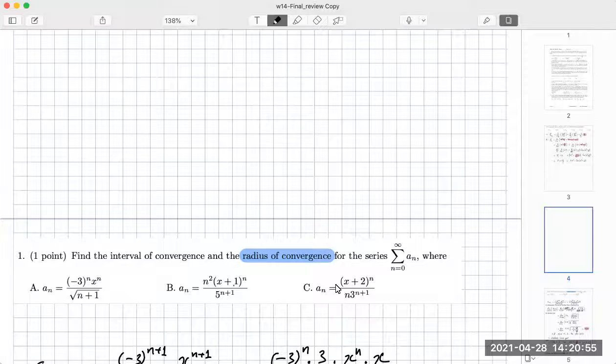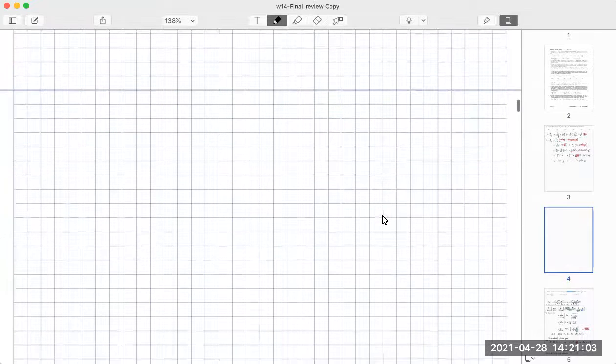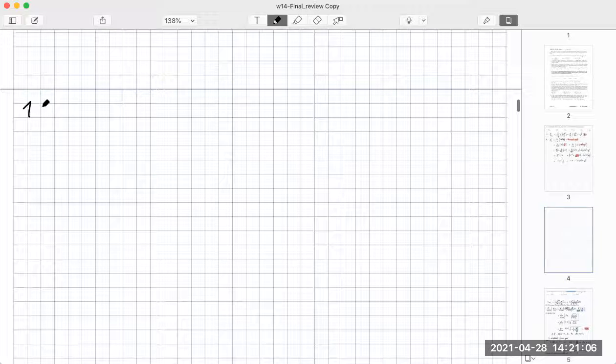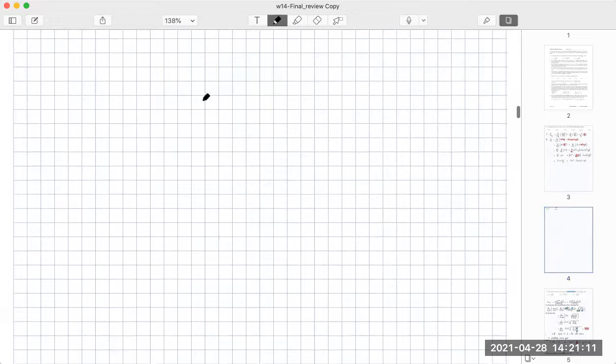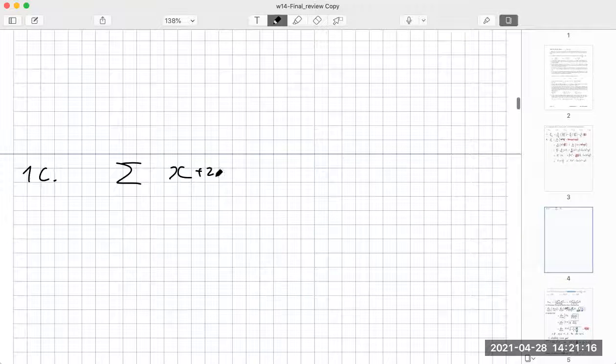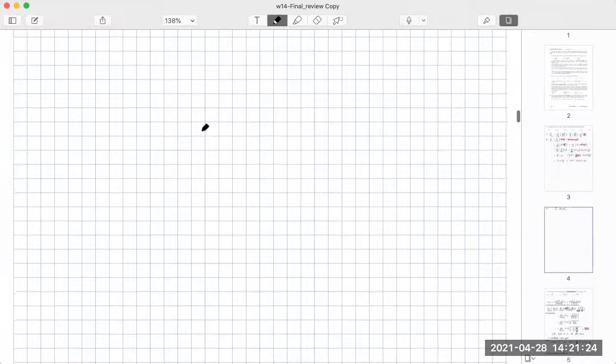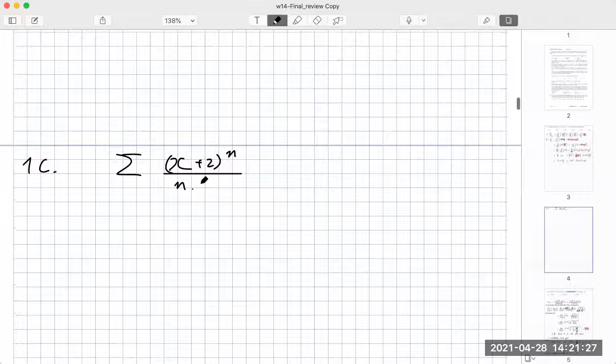Now let us do question 1c, the series of (x plus 2) to the n over n times 3 to the n plus 1. Okay.